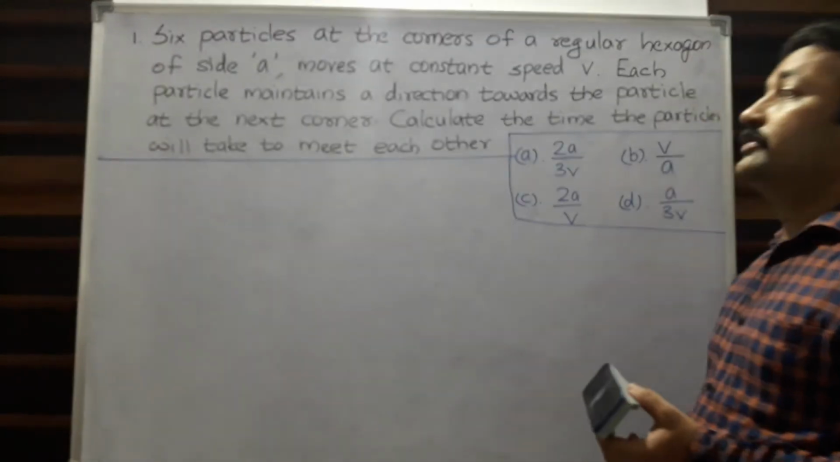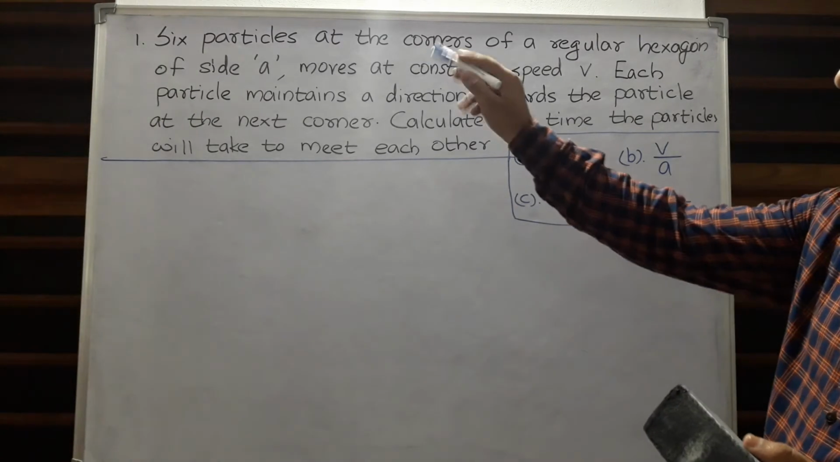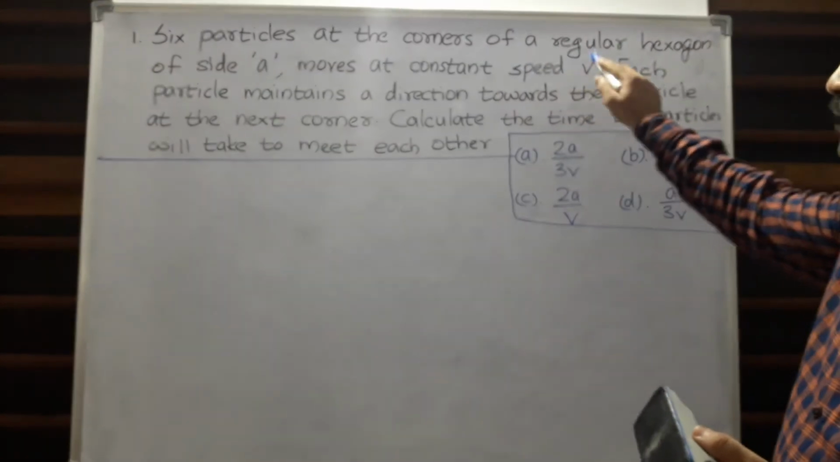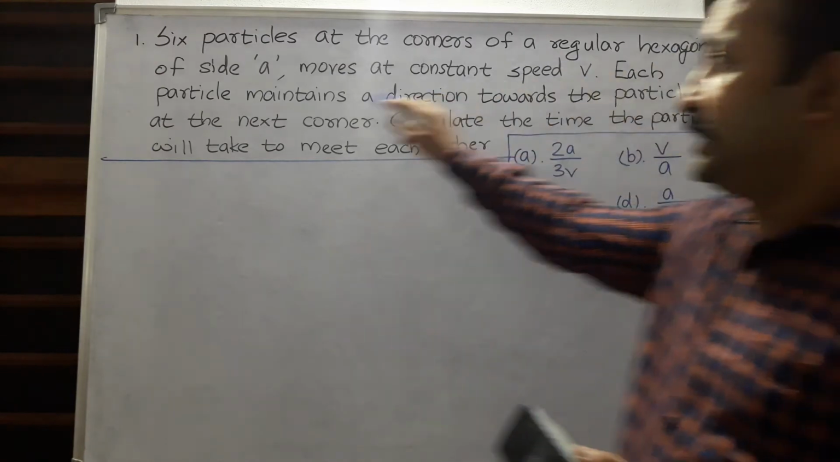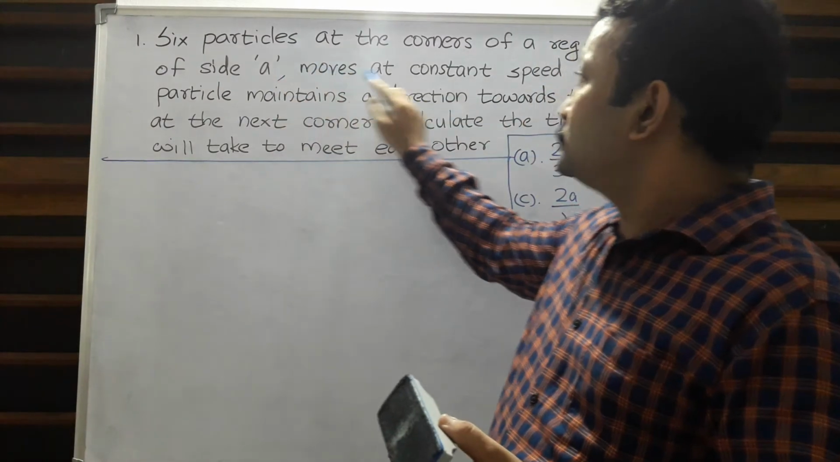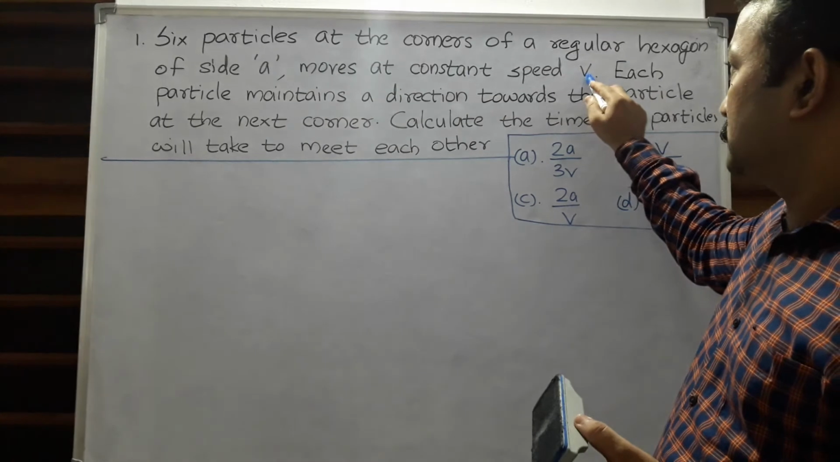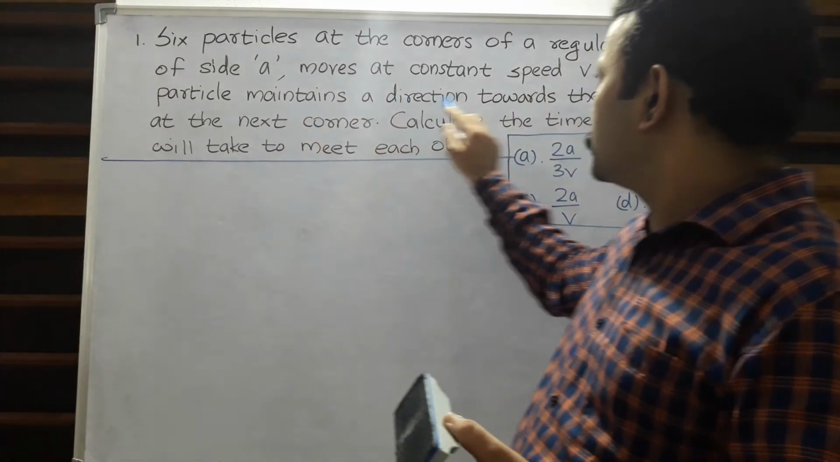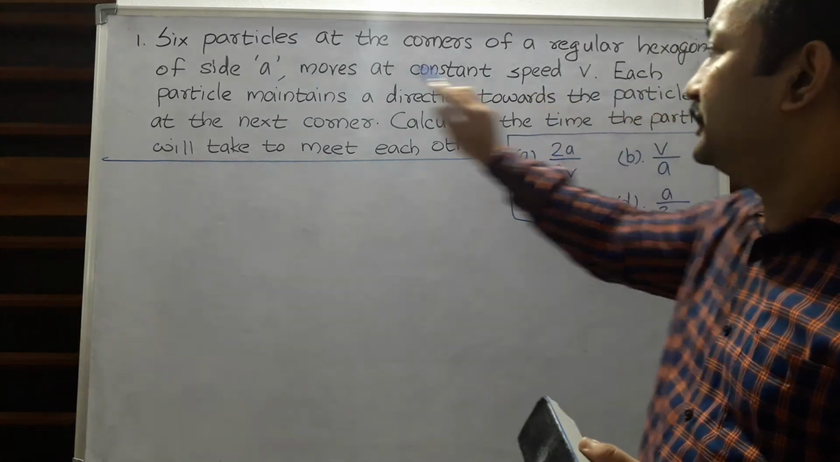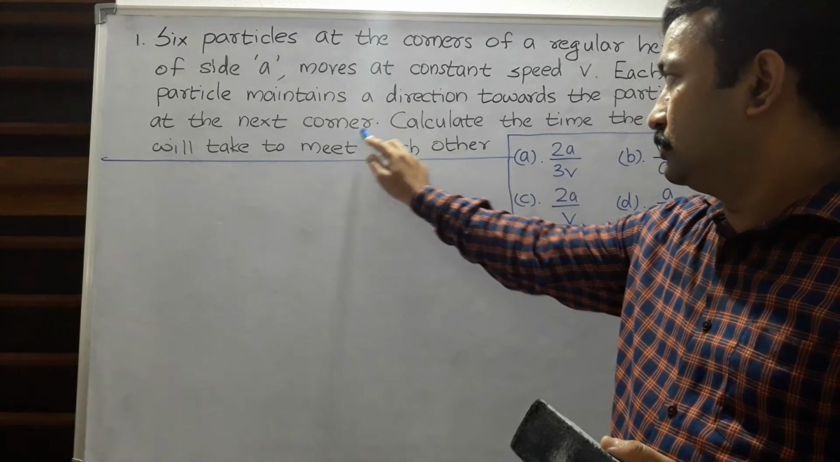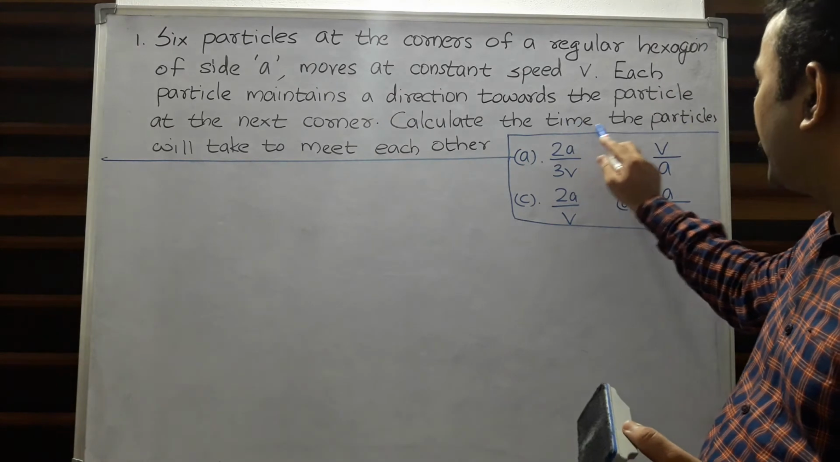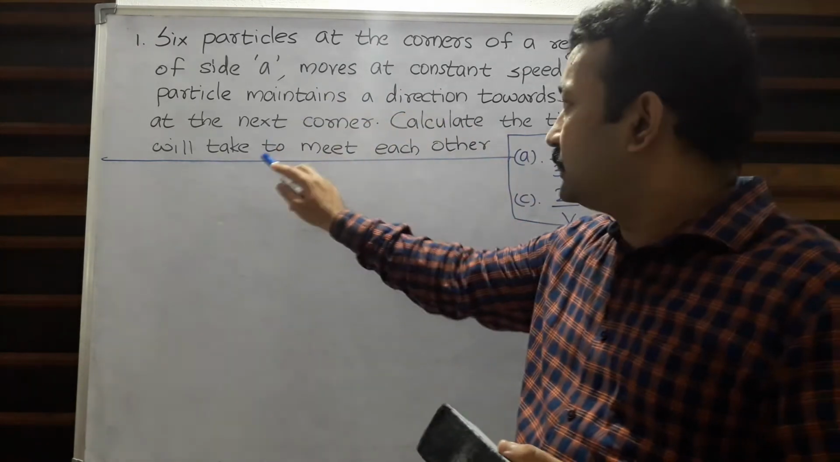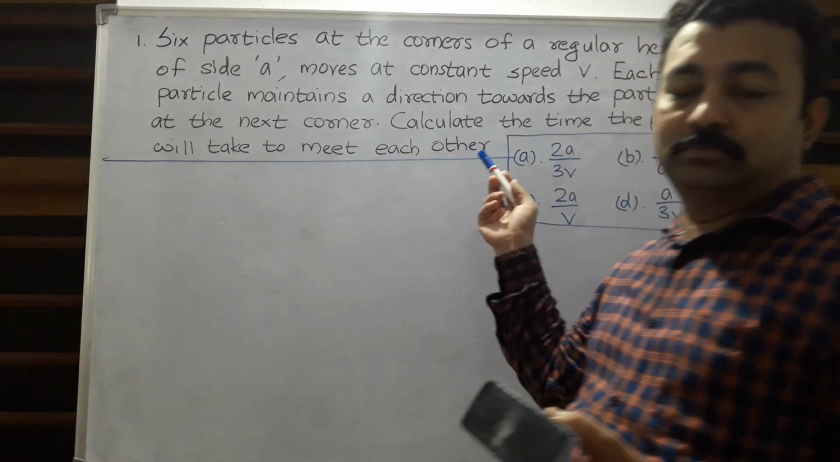Okay, so here we have a question. There are six particles at the corners of a regular hexagon of side a, moving at constant speed v. Each particle maintains a direction towards the particle at the next corner. Calculate the time the particles will take to meet each other.